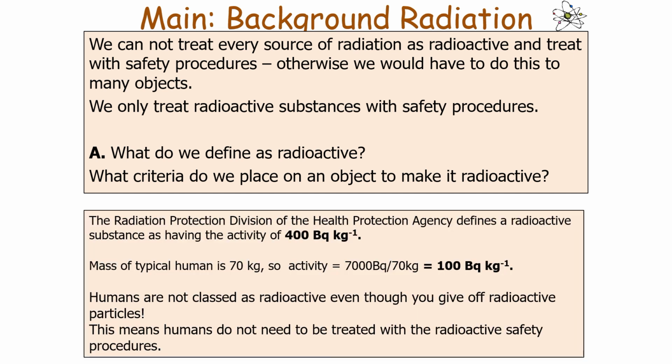So, what do we define as radioactive, and what criteria do we place on an object to make it radioactive? The Radiation Protection Division of the Health Protection Agency defines a radioactive substance as having an activity of 400 becquerels per kilogram. So for the typical mass of a human being, about 70 kilograms, the activity is about 100 becquerels per kilogram. So therefore a human is not actually radioactive, because we're below this threshold: whilst the threshold for being radioactive is 400 becquerels per kilogram, a human has an activity of 100 becquerels per kilogram. So humans do not need to be treated with radioactivity safety measures.